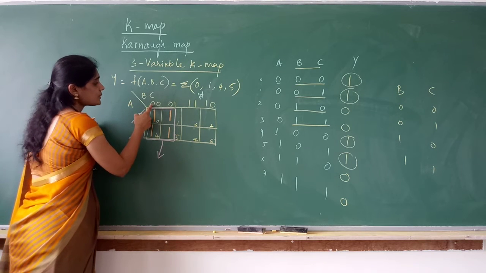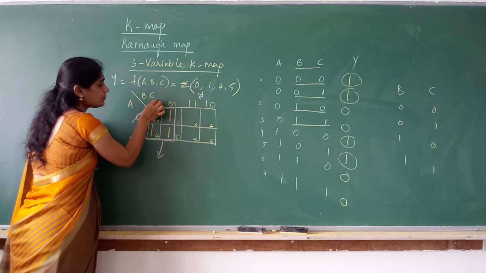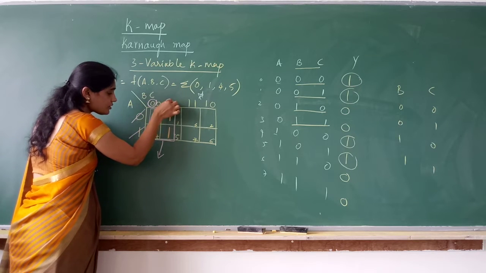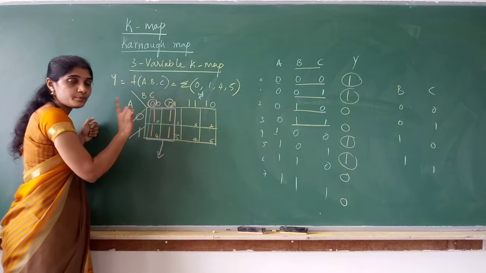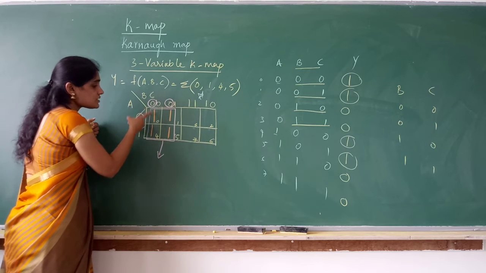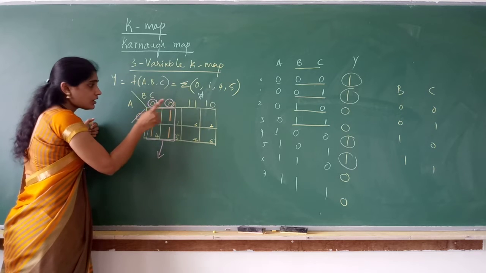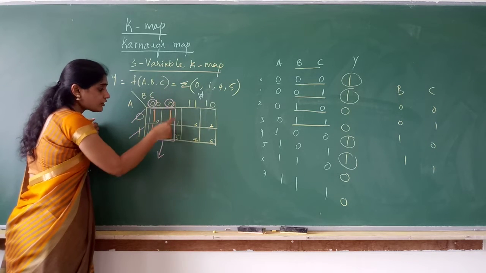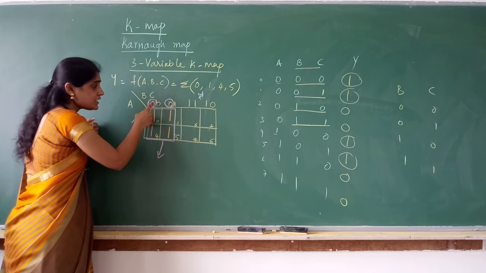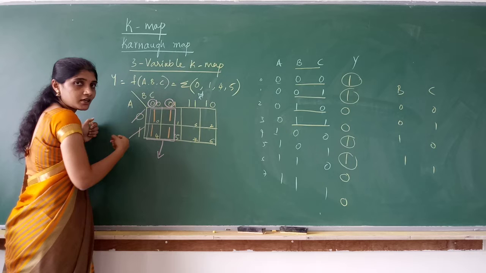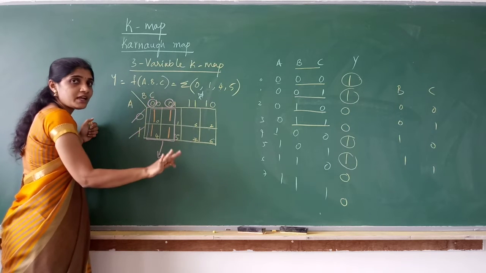Okay, next coming to B. Only look at B. B is taking 0 for these 2, and B is taking 0 for these 2. So you cannot cancel B. If B is taking 0 for these 2 and 1 for these 2, you could have cancelled. But now B has the same value for all the 4 cells, for the first column as well as for the second column. So you retain B as it is.